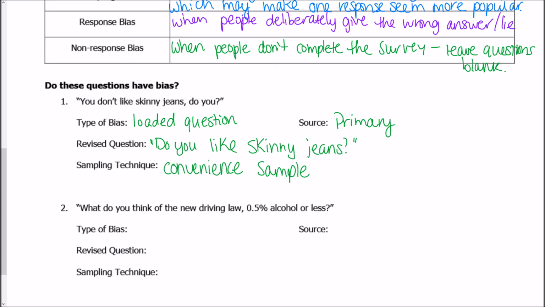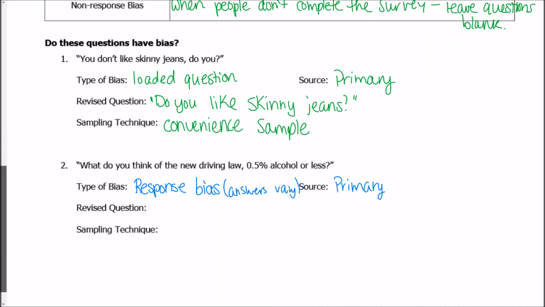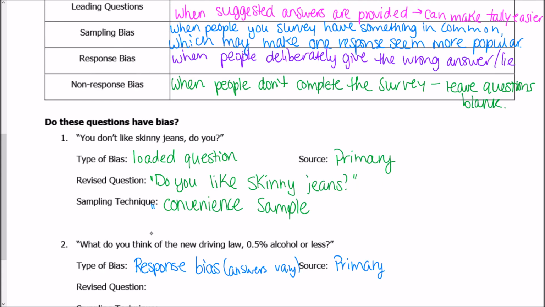Okay, so example number 2, it says, what do you think of the new driving law? 0.5% alcohol or less? So the type of bias that we have here is most likely going to be a response bias, because people may not necessarily be very honest with you when you give them these choices right here. Okay? That's one option. The answers here vary. You can say that there are more than one type of bias, but it's definitely a primary source because you are collecting the information. Again, you're not getting it from a database. The revised question that you could ask is, what do you think the blood alcohol content should be for driving?